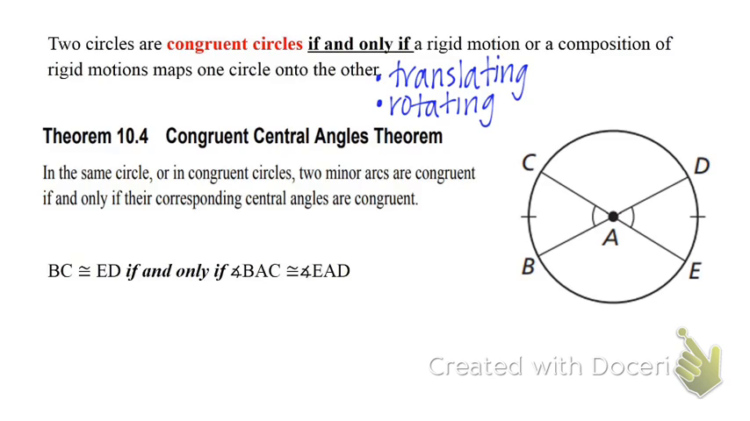Let's put that one over here. Or you are reflecting. But we would not be dilating. We wouldn't be changing the size of it.